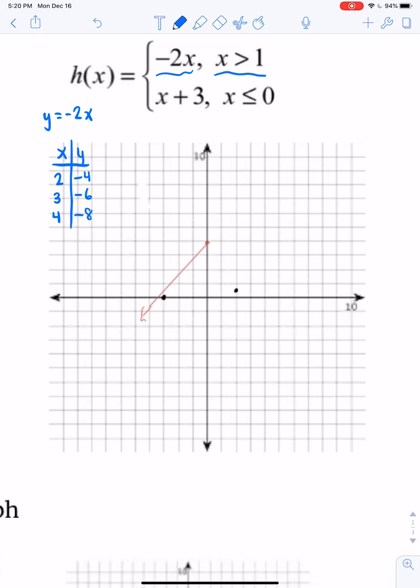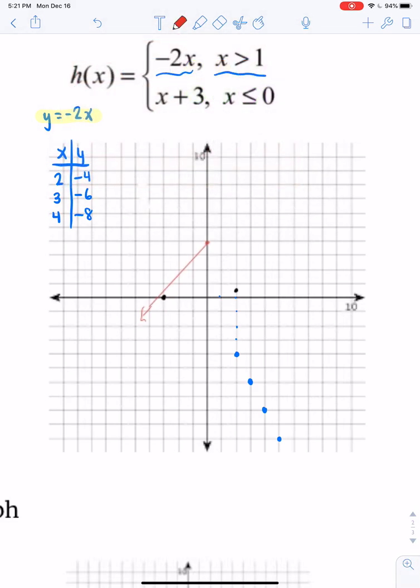So we have 3 points that we can go ahead and plot. 2, negative 4. 3, negative 6. And 4, negative 8. You can also put this into the graphing calculator and hit table, and it'll show you the x and y values if you have trouble calculating them or if you just want to double check. So we have a blue line here, and we know it's linear, so we can just keep on making dots if we want. As long as x is greater than 1, this is what the graph is doing.